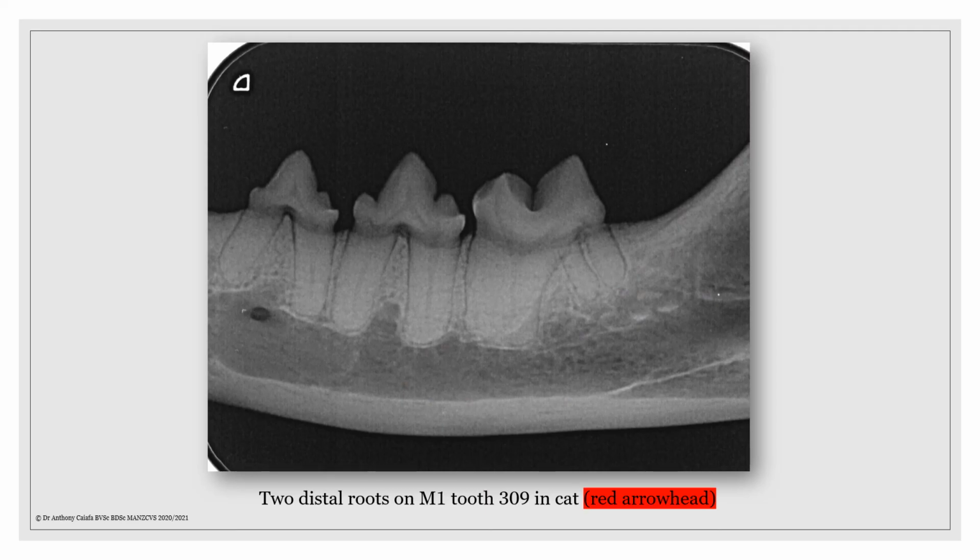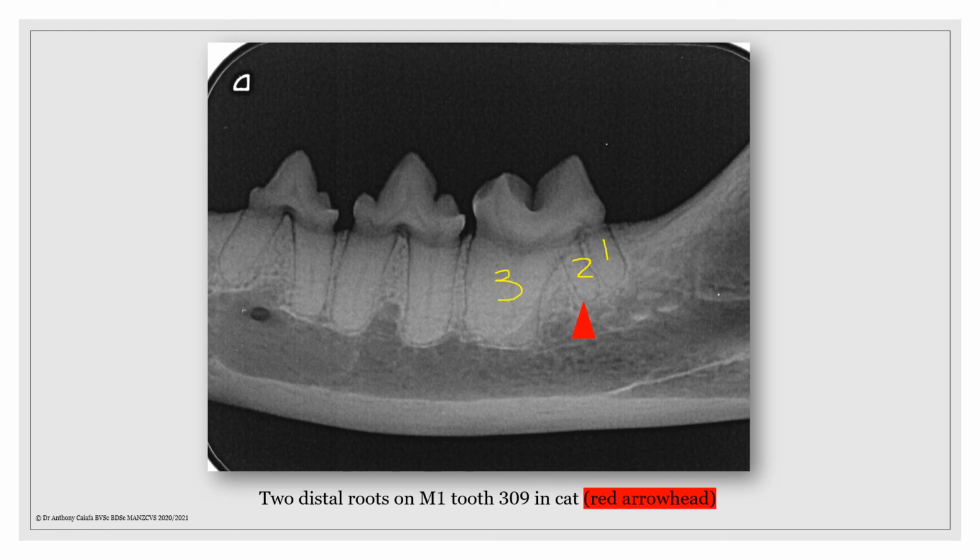Finally, we look at why we need to take intraoral radiographs. Well, this is a classic example of why we need to take intraoral radiographs. If you look at tooth 309, you can see that there's actually an extra root here. So you can see there's 1 root here, there's 2 roots and 3 roots. Now this tooth should only have 2 roots, so you've got an extra root.